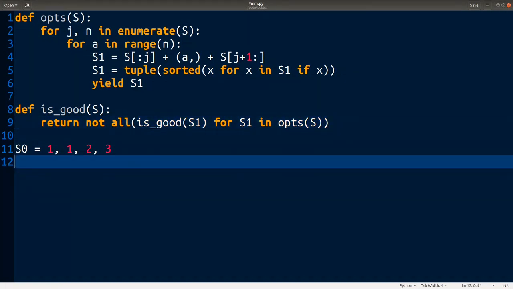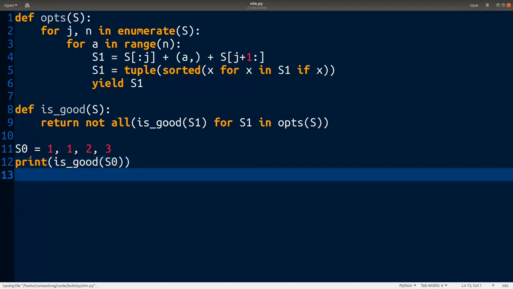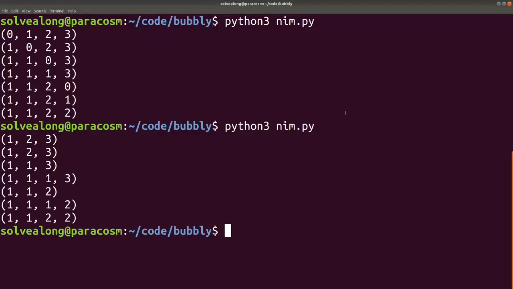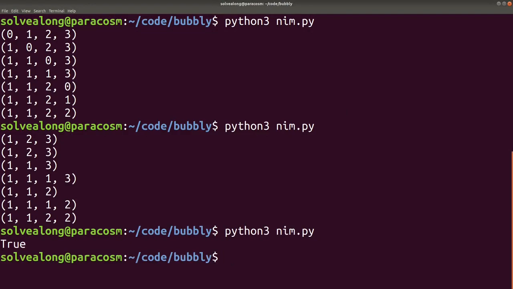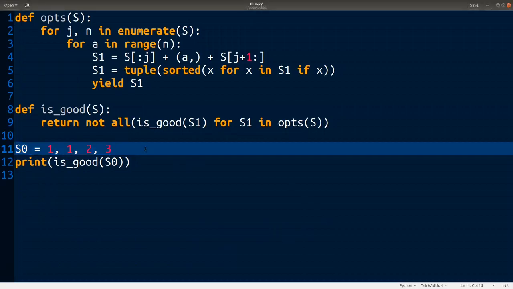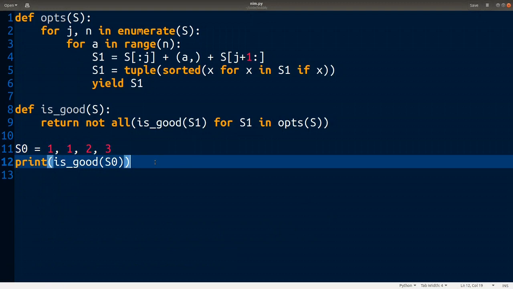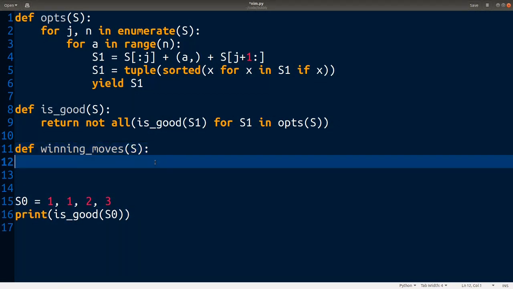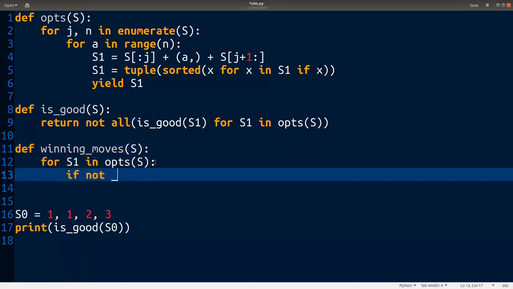So let's test this out. We're just going to print out whether this is a good state or not. It should be true, as long as I haven't made a mistake. Okay, great. We also want to know what are all the possible winning moves from this state. So the winning moves from a given state is going to be any move that you can reach from it that is not itself a good state.